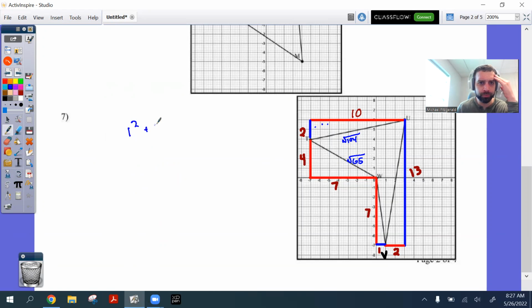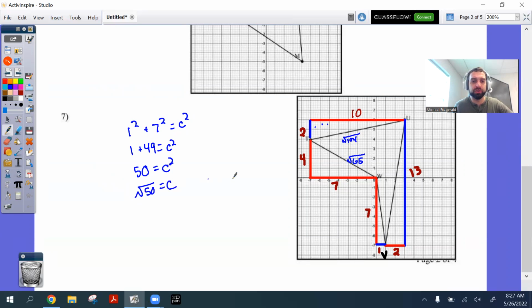1 squared plus 7 squared is equal to c squared. I'm doing all these, but they should all be digestible for you all. So 1 squared is just 1, 7 squared is 49, is equal to c squared. 50 is equal to c squared, just basic arithmetic. So that means square root of 50 is equal to c, right? Which we know is just over 7, but we're going to say it's just the square root of 50. So I'll write that, square root of 50. One more, we're almost there.